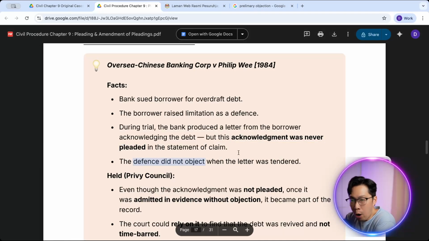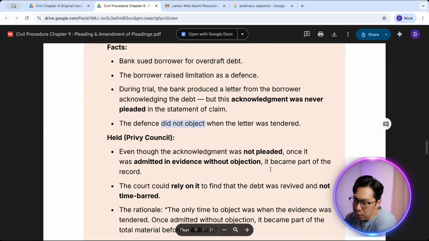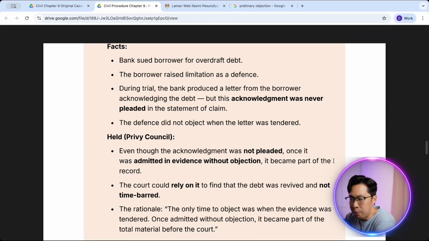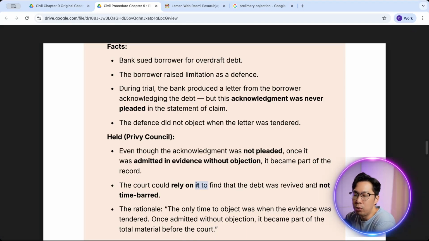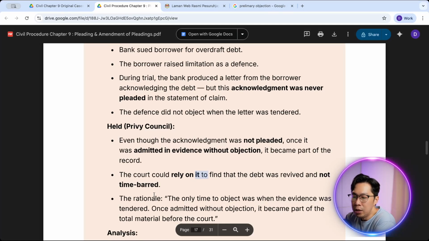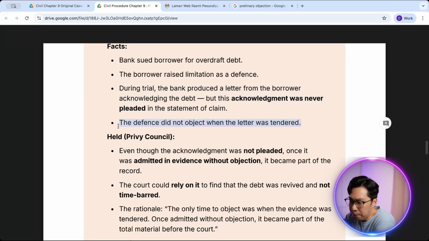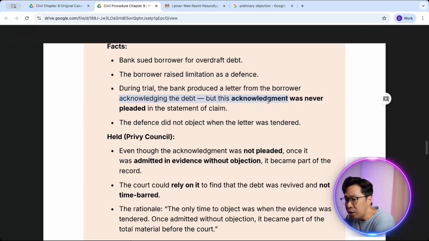The defense should have objected when the plaintiff raised this thing, but he didn't object. So even though the acknowledgement was not pleaded, once it was admitted in evidence without objection, it became part of the record. The court could rely on it to find that the debt was revived and not time-barred. So what it says here, when the bank raised this thing, you didn't object. You allowed the bank to continue. You even argued and debated on it. So you cannot later on say you are taken by surprise or prejudiced.